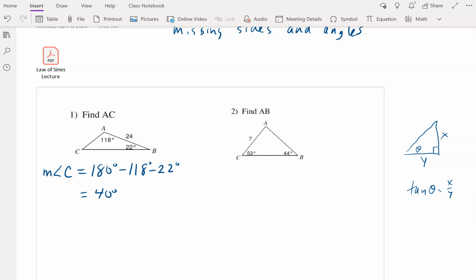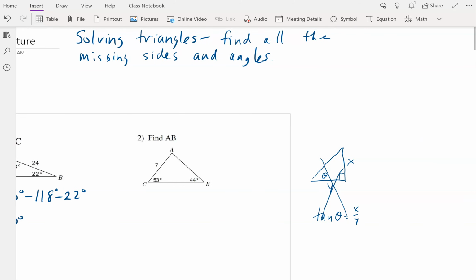So this knowledge that we had with the right triangle idea is not going to be very helpful for us in this particular example. So there must be another way to do this, and there is, and it's referred to as the law of sines. So let me write that down.